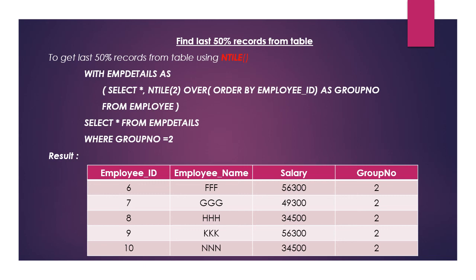In our previous query, we divided records into two groups, and by accessing the records of group number 1, we got first 50% records. By using the same way and accessing the records of group number 2, we get the last 50% records of table. I have written the same query and accessed only the records of group number 2, and the result is shown on this screen.